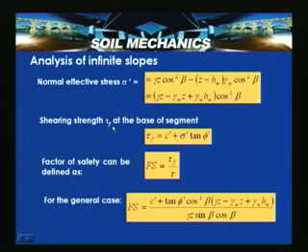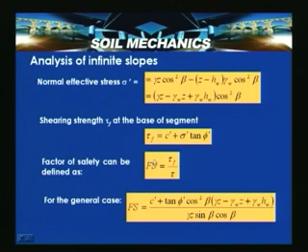Shear strength tau f at the base of the segment can be given as tau f is equal to C dash plus sigma dash tan phi dash. C dash is the effective cohesion of the material and phi dash is the effective angle of internal friction. Sigma dash is this effective stress. So substituting this, we get the shear strength at the base.